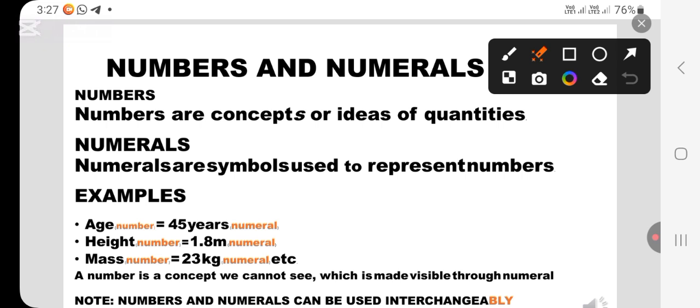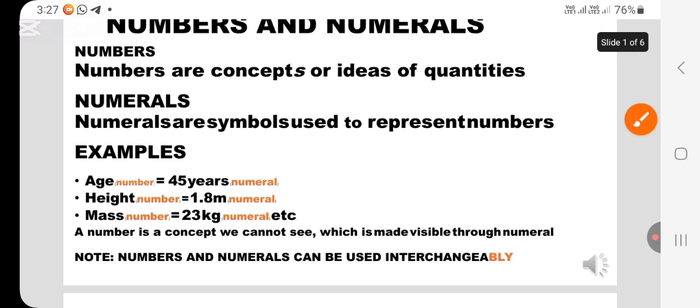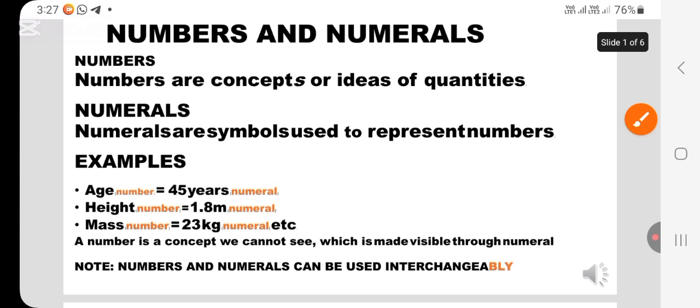We have so many examples. So find them out and tell me in the comment section. We have to note that numbers and numerals can be used interchangeably. You can use numbers in place of numerals, and you can use numerals in place of numbers.